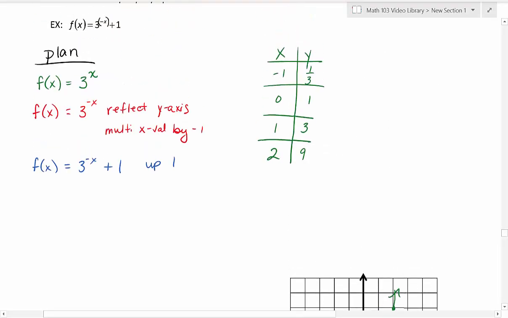We're ready for our first transformation. We're going to be reflecting about the y-axis. To get the points for this second graph, we're going to multiply all our green x values by -1. So that'll give us the points 1, 1/3; 0, 1; -1, 3; and -2, 9.